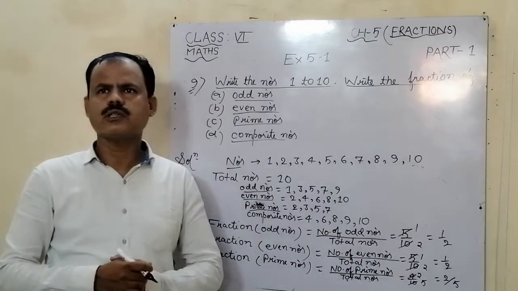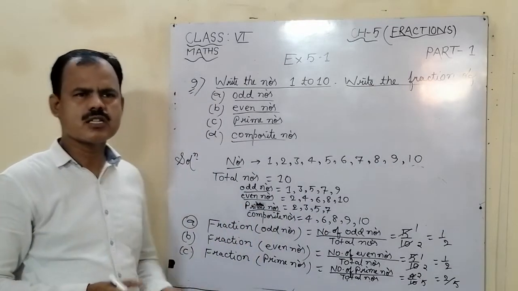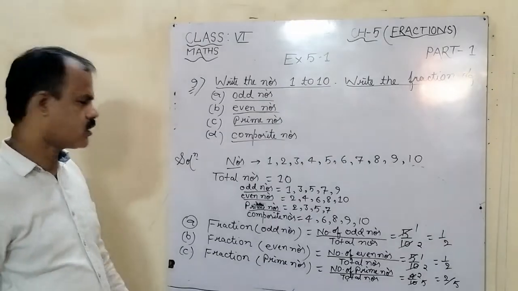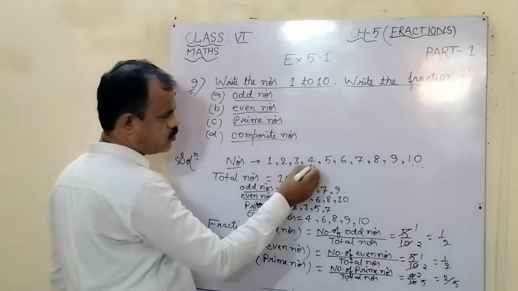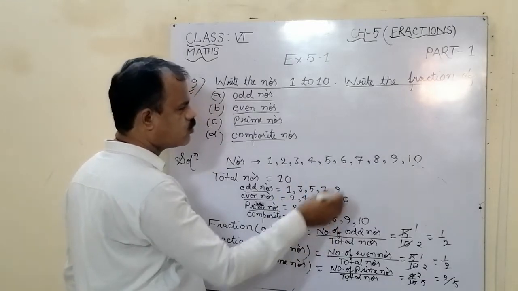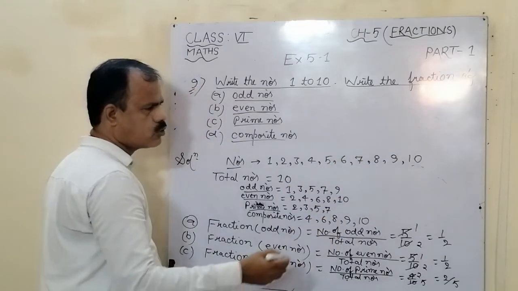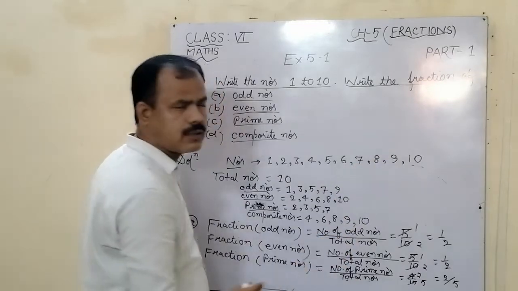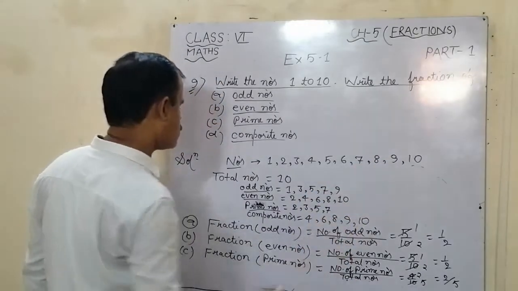Now composite numbers. Composite numbers are those having more than two factors. Like 4 has more than two factors, 6 also has more than two factors, 8 has more than two factors, 9 also has more than two factors, and 10 also.